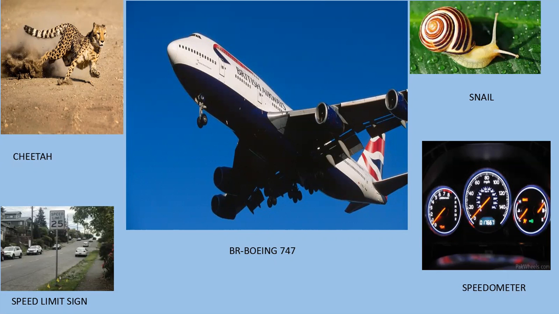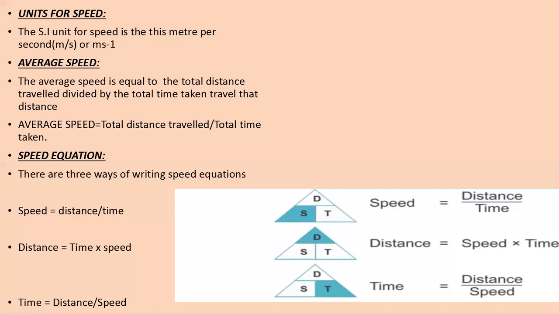Now, next is the unit for speed. The SI unit for speed, as I told you, is the meter per second or ms^-1. What is the average speed? The average speed is equal to the total distance traveled divided by the total time taken to travel that distance.